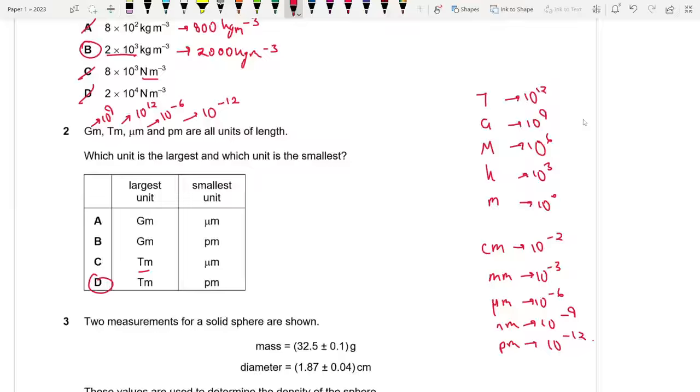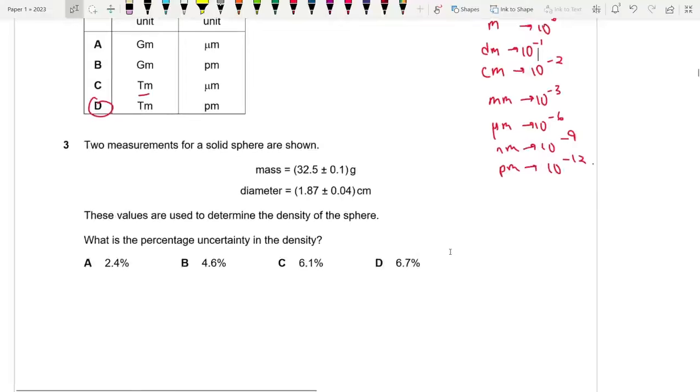We also have dm cube. We know that 1 dm cube is equal to 1000 cm cube. So what does that mean? dm should be here, 10 to the power minus 1. Okay.